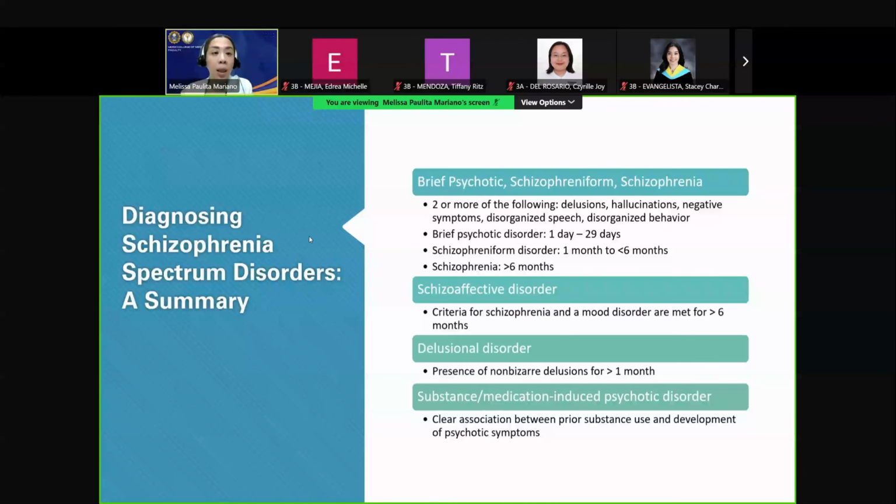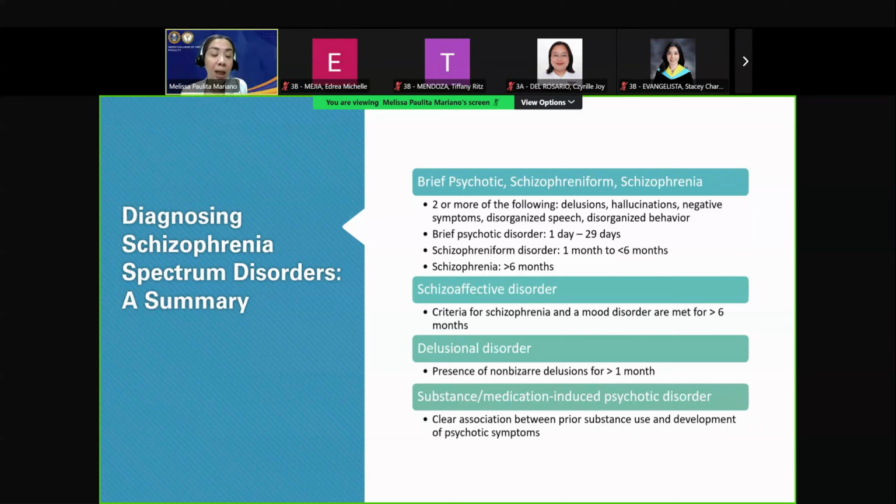So this is a summary slide for the diagnosis of schizophrenia spectrum disorders. I know that there are quite a few, but just to help, brief psychotic, schizophreniform, and schizophrenia, all of them will have the following symptoms in common: delusions, hallucinations, negative symptoms, disorganized speech, and disorganized behavior. The major difference is that brief psychotic disorder is the shortest, lasting for 1 day to less than a month, 29 days. Schizophreniform disorder will last from 1 month to less than 6 months.